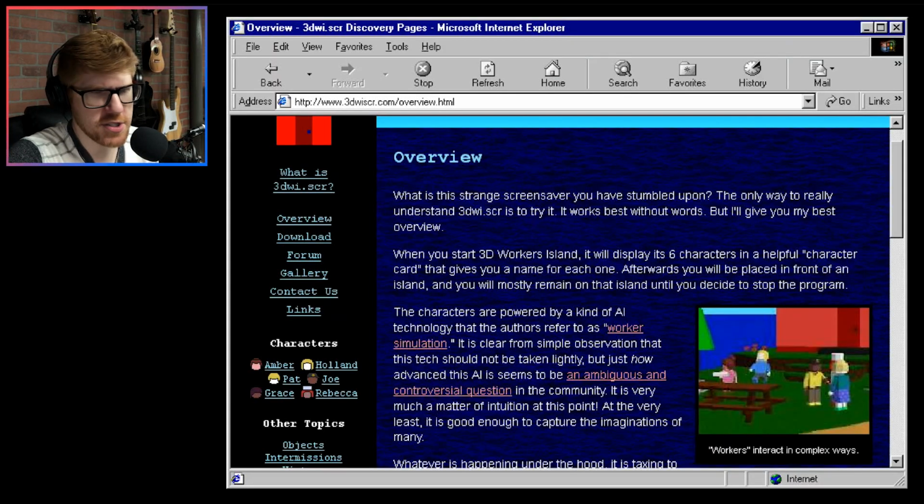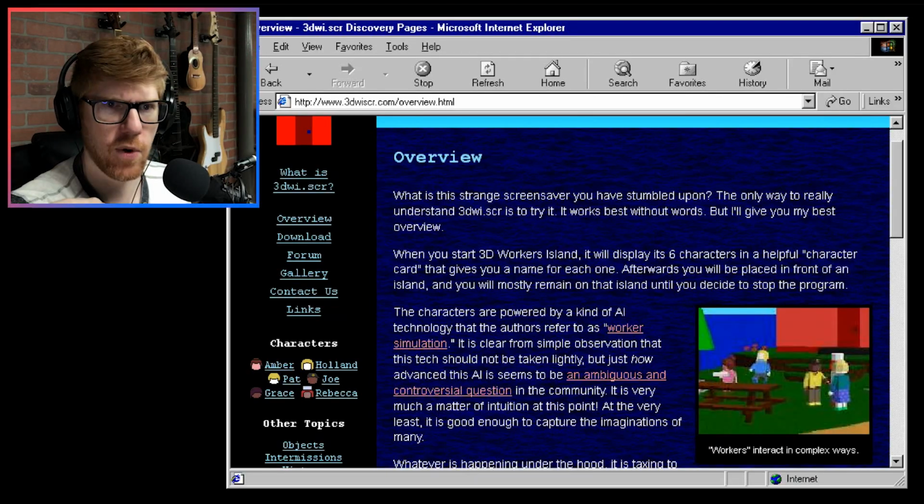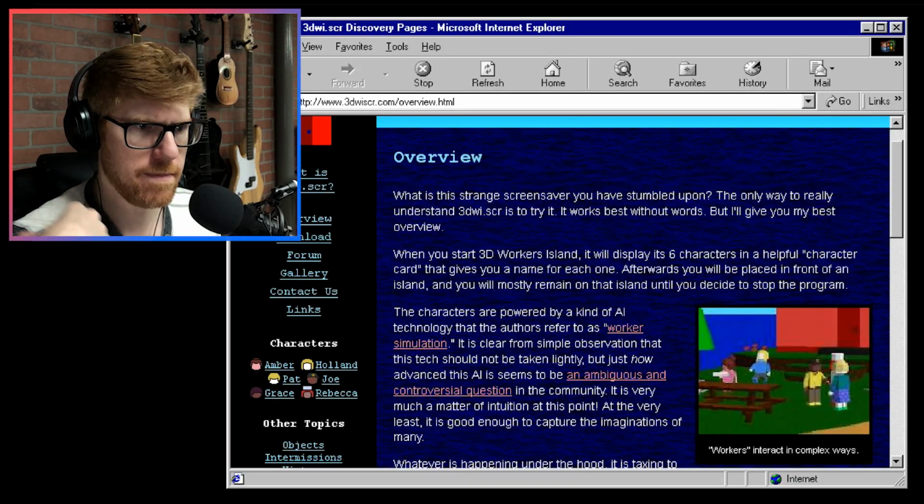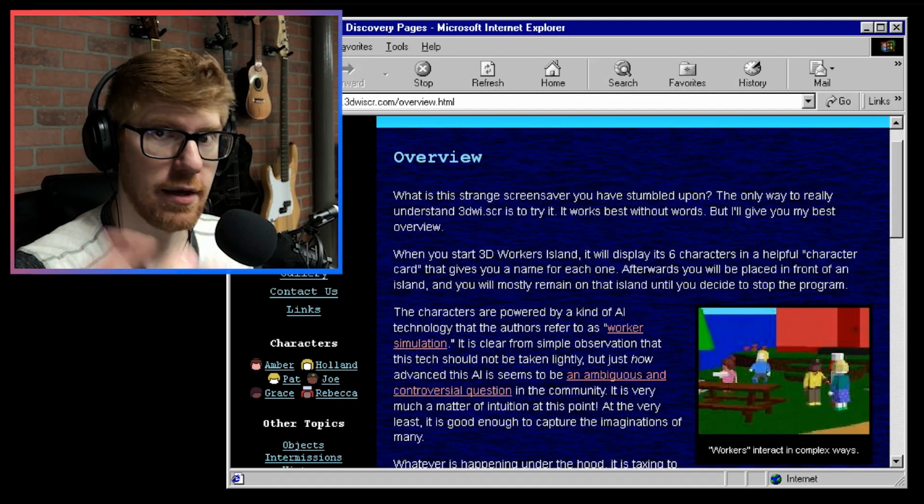The only way to really understand 3D Worker Island is to try it. Just try it. You'll like it. It works best without words, but I'll give you my best overview. When you start 3D Worker Island, it'll display its 6 characters in a helpful character card that gives you a name for each one. Afterwards, you'll be placed in front of an island that you will mostly remain on until you decide to stop the program. Well, I won't be on the island. I'll just be looking at it.